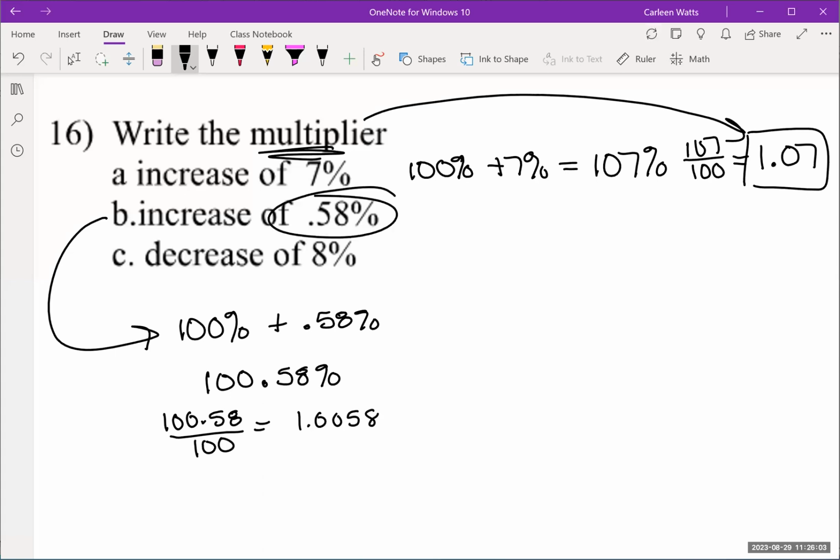Do we do this one very often? No. But there's a common mistake because you just want to go 1.58 and it's not. So this is B. How about C? Decrease of 8%.